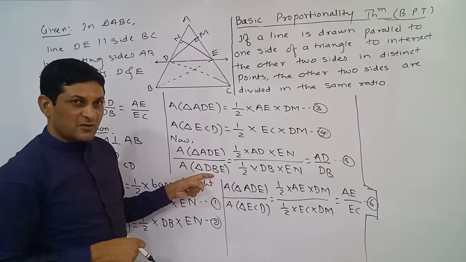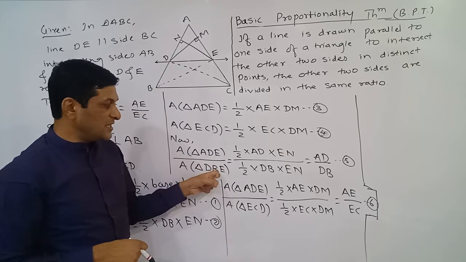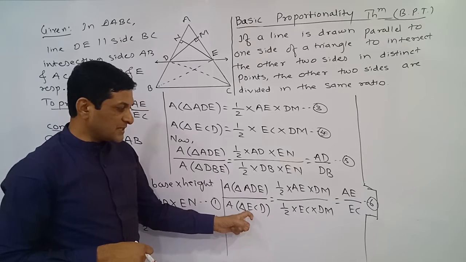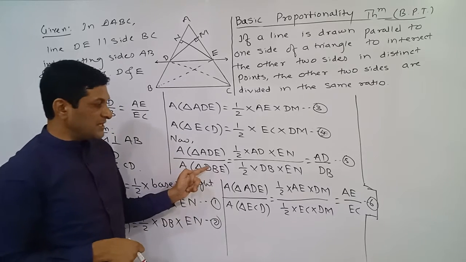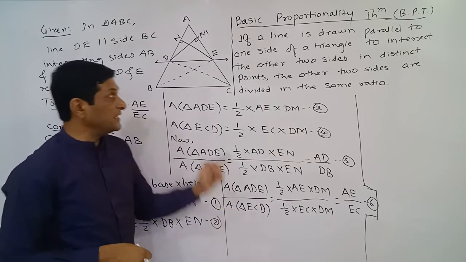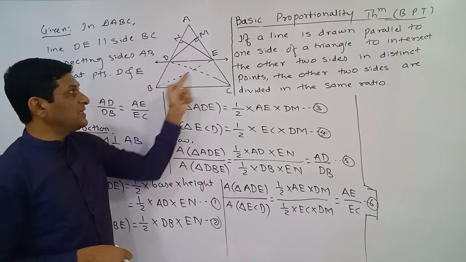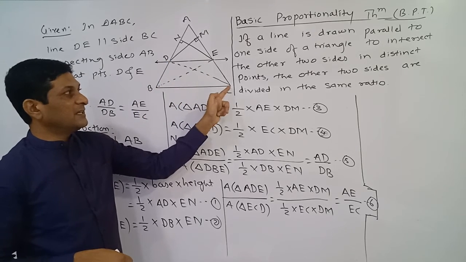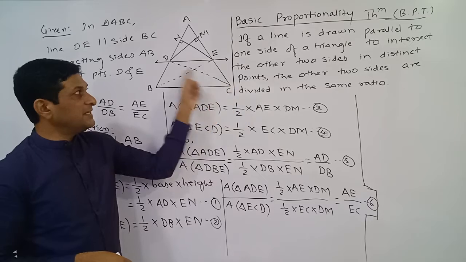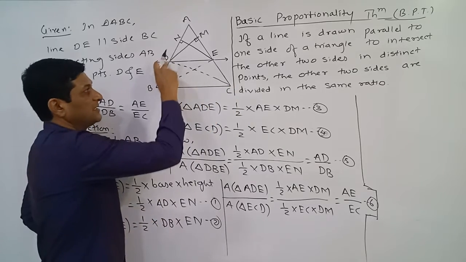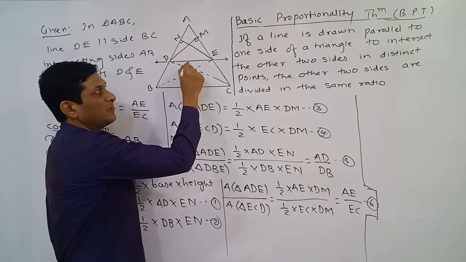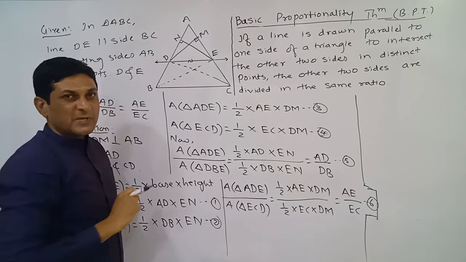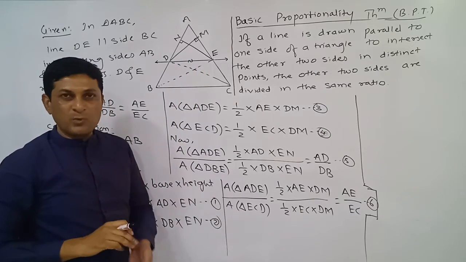What is the denominator of the first term? Area of triangle DBE, and here area of triangle ECD. Now observe these two triangles in this figure, DBE and ECD. This is triangle DBE and this is triangle ECD. If you observe triangle DBE and ECD, do these two triangles have one common side? Which common side? DE is the common side of both the triangles.